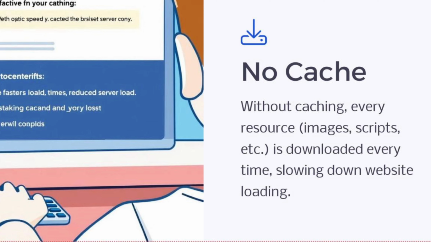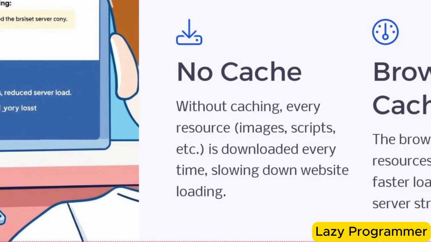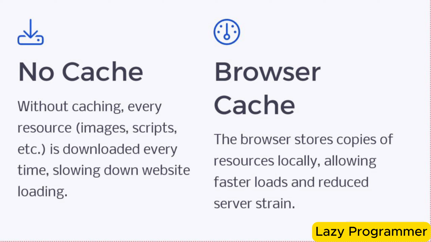Now here is where web browser caching steps in. When you visit a website, your browser stores copies of certain resources locally on your device. So that next time when you try to access the same website, instead of downloading everything again, the browser retrieves those resources from the local cache. For example, when you visit a site like YouTube, the logo, CSS files, and common JavaScript libraries are cached by your browser. So the next time you visit, your browser doesn't need to fetch these resources again. It uses the cached versions.